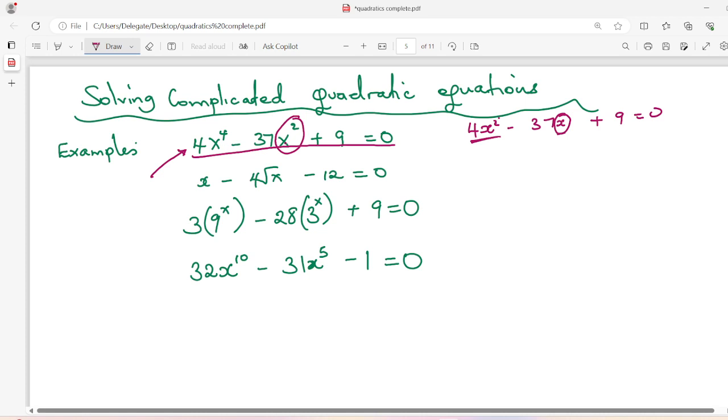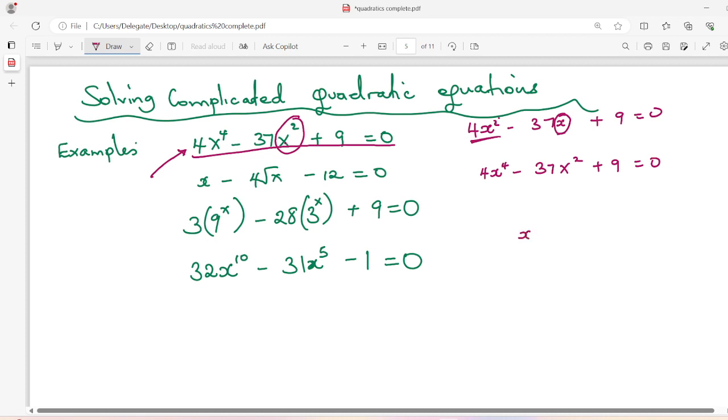So if I'm to solve this kind of equation, which is 4 x power 4 minus 37 x squared plus 9, the issue here is you being able to identify that actually it is quadratic. Stop wasting time trying to let. So after me knowing that, then I will solve it.